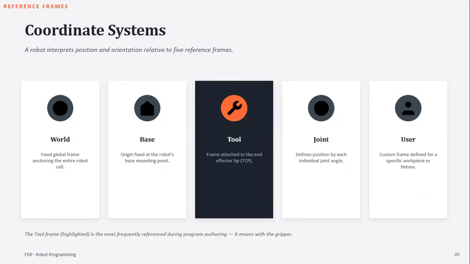Next, we shall understand the basic importance of coordinate systems used in robotics. Industrial robots use different coordinate systems to predefine their movement. These include the world coordinate system, base coordinate system, tool coordinate system, joint coordinate system, and user coordinate system. Understanding these coordinate systems is essential for accurate positioning and precise robot motion.